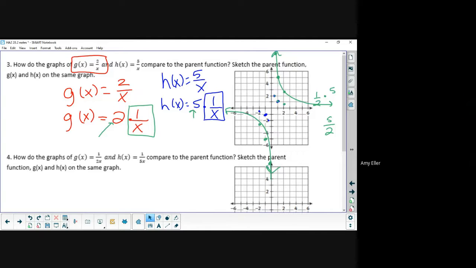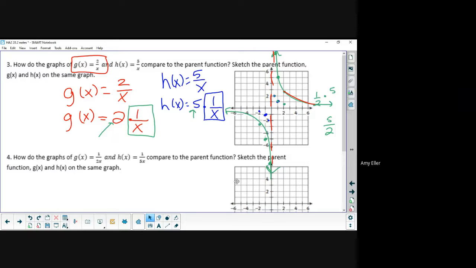Questions on this graph? Has my vertical asymptote changed? No. Has my horizontal asymptote changed? No. You might think, oh, this is now farther away from 0. It's been stretched, so it might take longer to get close to 0, but it has not been moved up or down. So your asymptotes are the same.